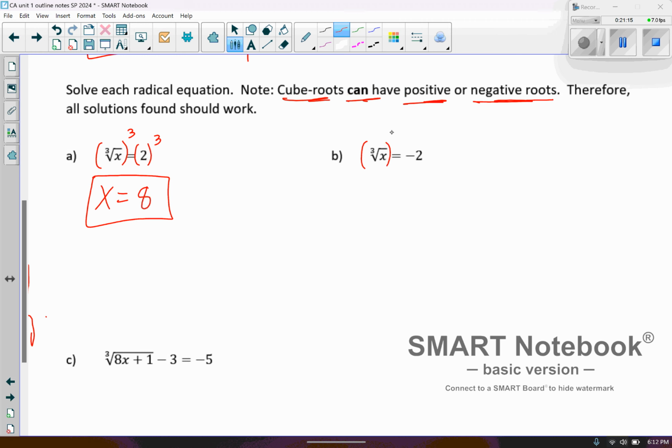Example B, pretty similar. What we're going to do here is we're going to cube both sides. Now you have to be careful here. This time you're going to have negative 2 times a negative 2 times a negative 2. So you're actually going to get negative 8 as your answer, and that's okay. It does work because you can cube root negative 8, and it does equal negative 2.